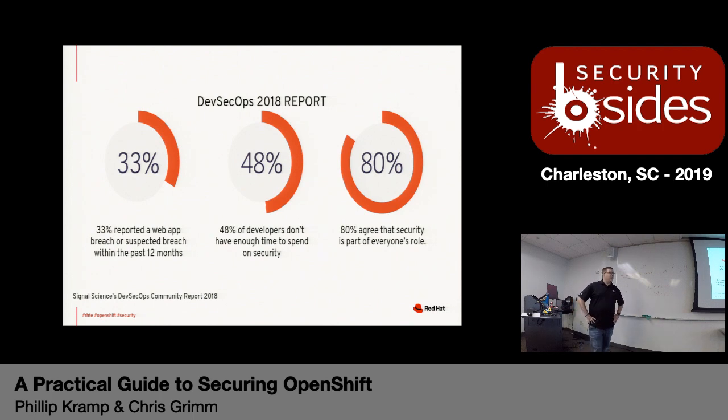So this is a report from about a year ago. I want to say it was fall 2018, might have been summer. But 33% of the people that were surveyed had reported a web app breach in the last year. 48% of the developers didn't think they had enough time to work on it because they have other priorities, other deadlines to meet. And 80% of everybody, security, ops, developers, agreed that everyone should be playing a part in it. They just don't have time or priorities. So people know it's a problem. We just have to get management on board to try to fix it.